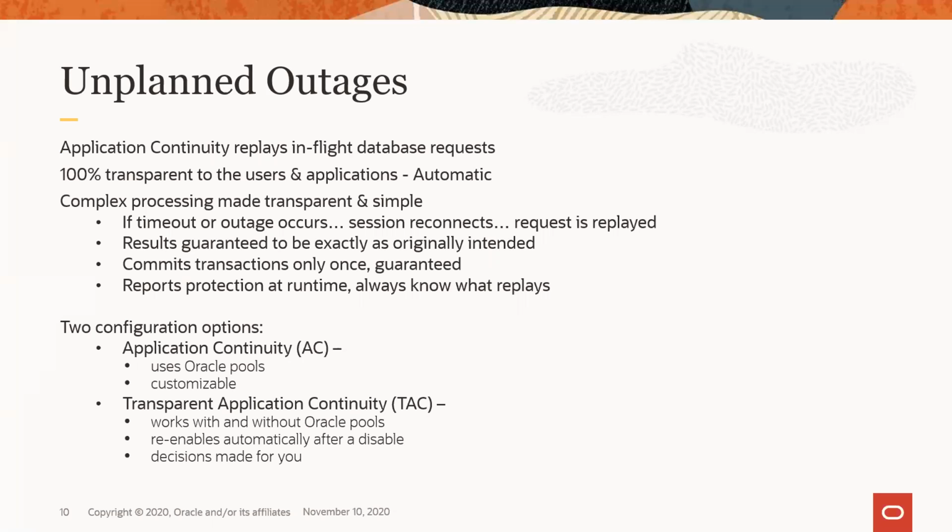But we introduced transparent application continuity with 19, as I mentioned earlier, to deal with applications that do not fit this mold. And that would mean all your legacy applications. And Oracle has some of those too, right? We've got eBusiness Suite and JD Edwards, Siebel, PeopleSoft, and so forth. Okay, they do not use pools. So we wanted to be able to expand or broaden the pool, you might say, of applications that we provide protection for.